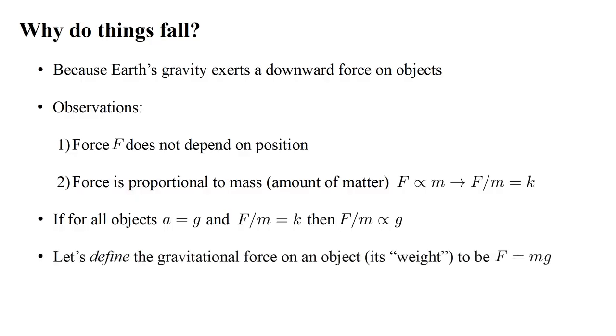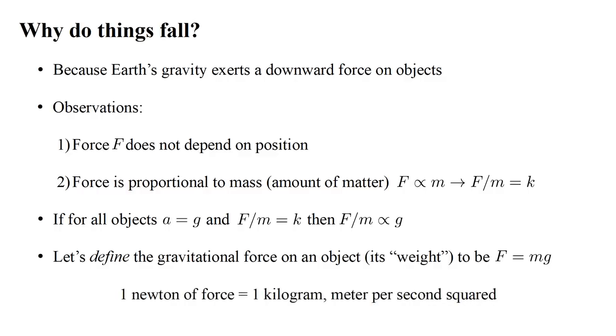Let's define the gravitational force on an object of mass m, what we call its weight, to be F equals m times g. The unit of force is called the Newton. 1 Newton of force equals 1 kilogram meter per second squared.